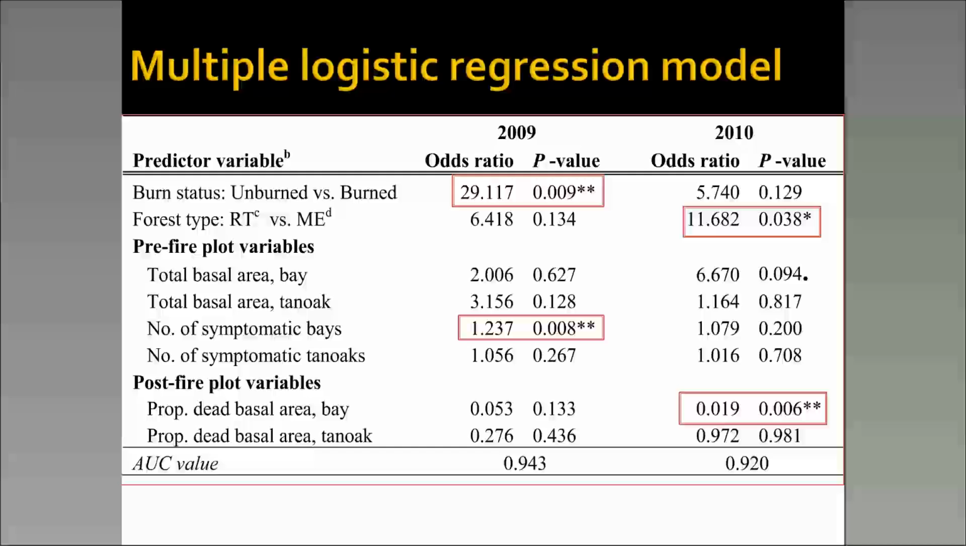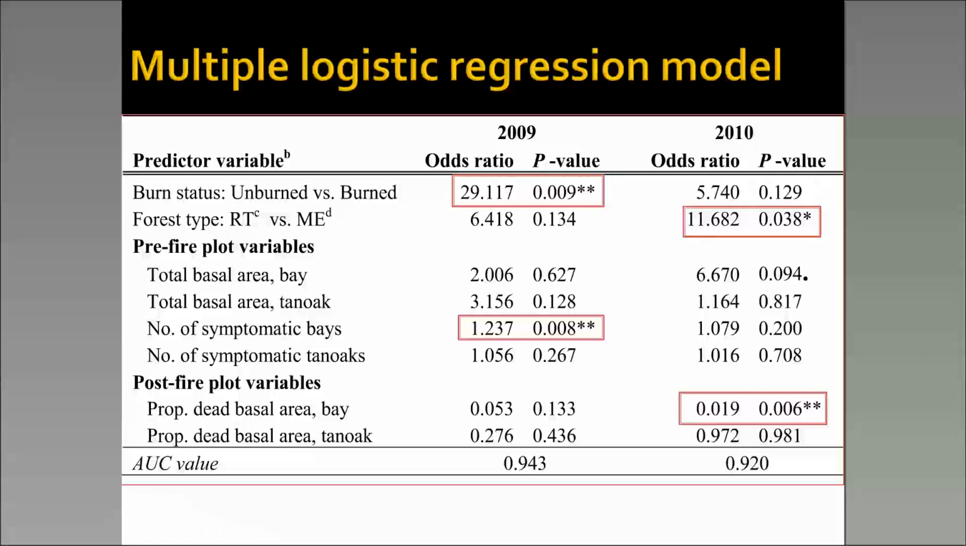So in the case of burn status, when you have an odds ratio of 29.117, what that's saying essentially is the chances were 29 times greater of recovering the pathogen in unburned plots compared to burned plots, excuse me. And with an odds ratio of 1.237 for symptomatic bays, that's essentially saying with increasing numbers of bay, you're going to have an increasing chance of recovering the pathogen post-fire.